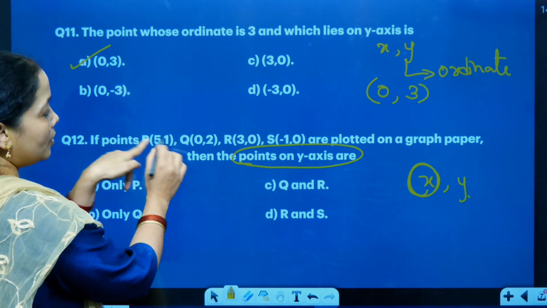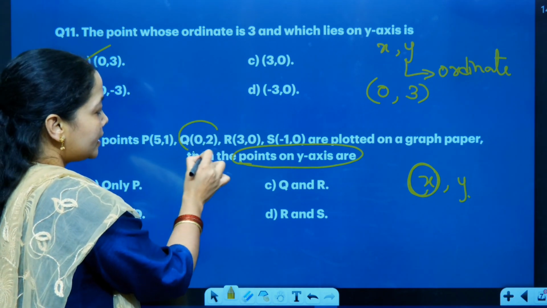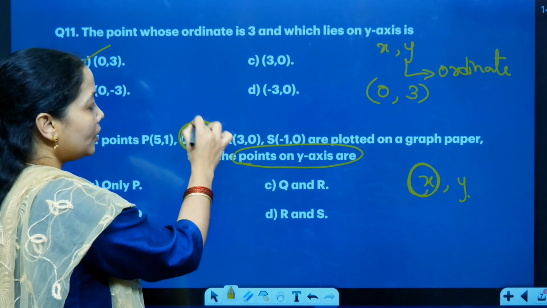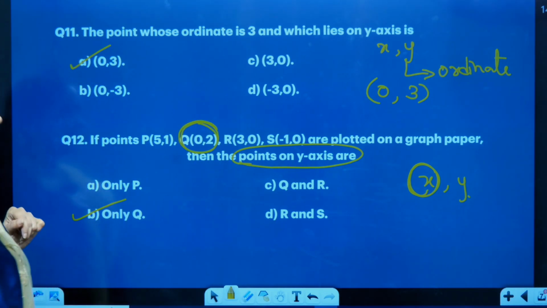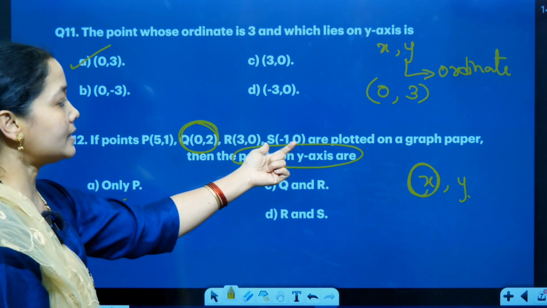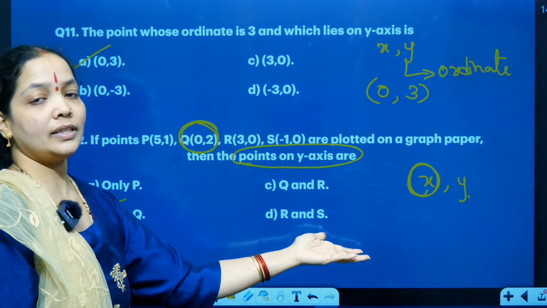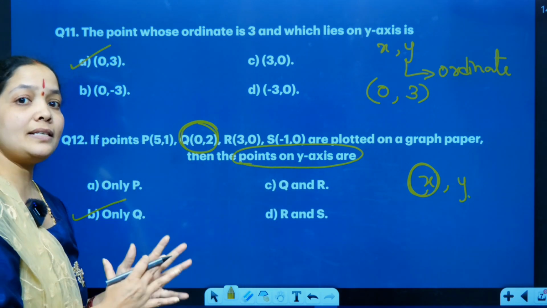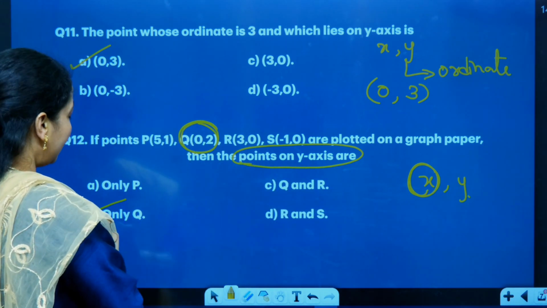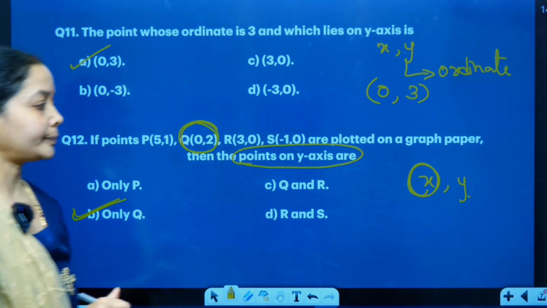Point P (5, 1), this is not 0. Q (0, 2), so this is turning 0. So this will lie on the y-axis. Therefore, only Q will lie on the y-axis. Because if R and S also I am checking, x coordinates are given to me, that will not lie on the y-axis. Only the point with abscissa as 0 will lie on the y-axis. That is the reason B will be my right answer here.